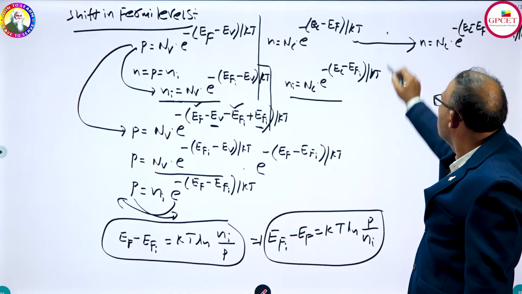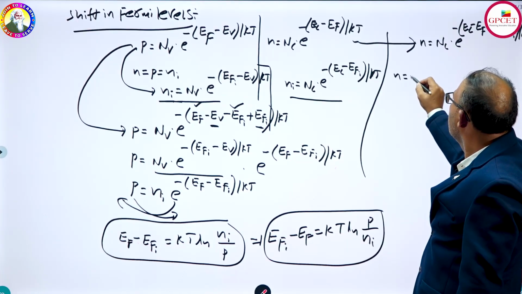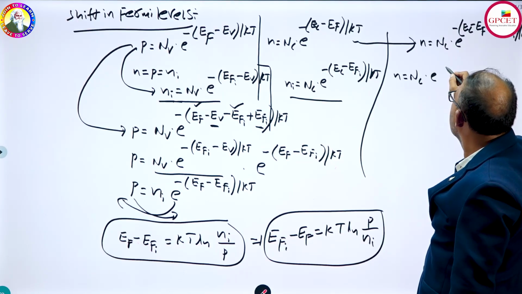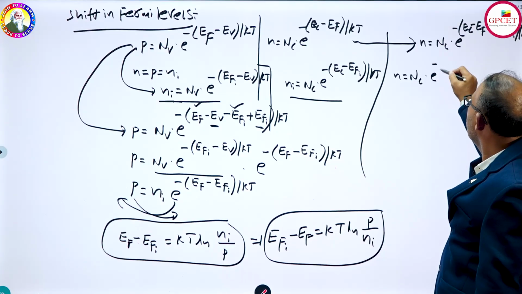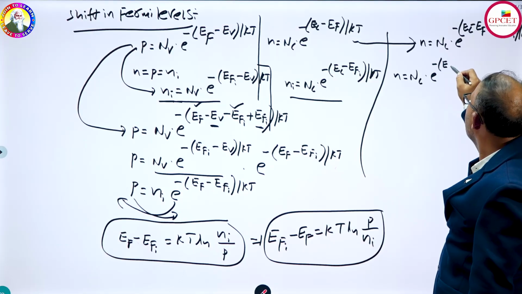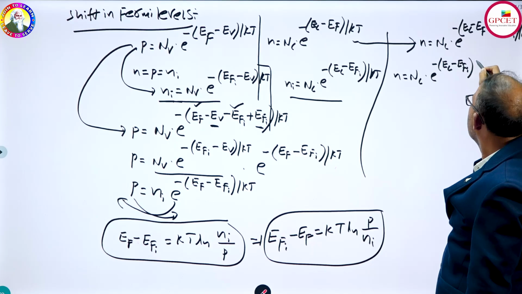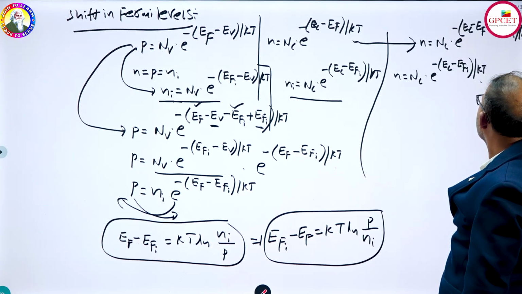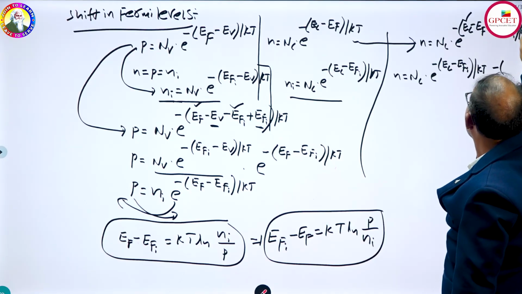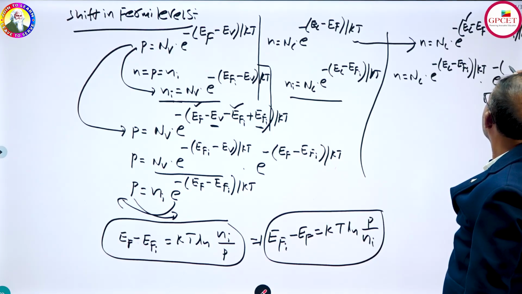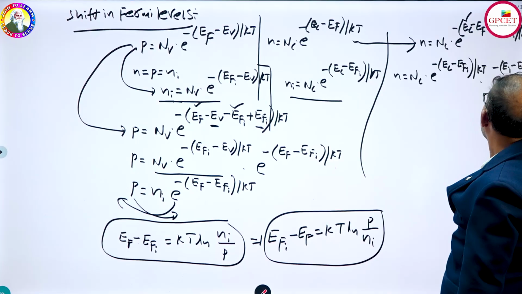So I got here n is equal to Nc into e power minus of, I am bringing two terms, Ec and minus EFi, to one side divided by kT. The other thing is e power minus of the remaining terms. This one I have shifted and this one I have shifted. The remaining terms are minus of (EFi minus EF) divided by kT.